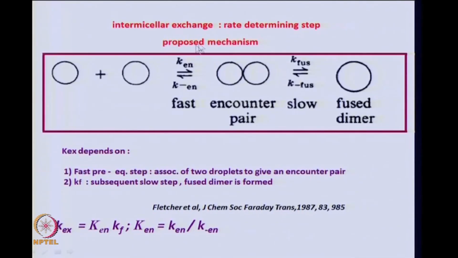a mechanism has been proposed in 1987, where it is said that the two interacting micelles come together to form an encounter pair, and then they fuse to form the fused dimer, and this is the slowest step. So, there is a fast pre-equilibrium step, which is the association of the two droplets to give an encounter pair, and then a slow step for the fused dimer to form, and the rate constant for this exchange is given by these equations.